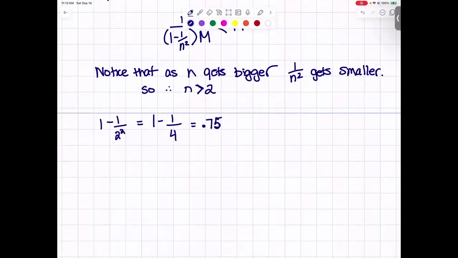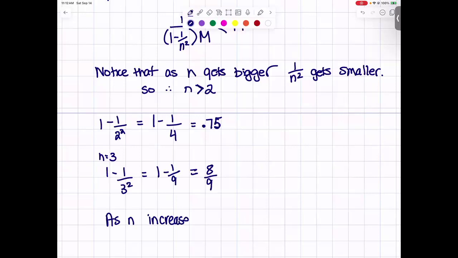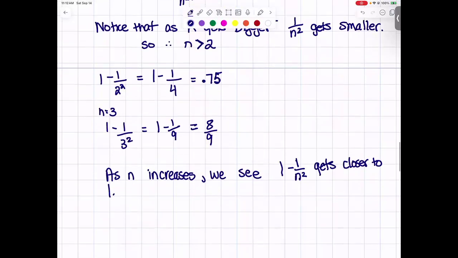What if instead we say something like n is 3? And we do 3 squared, 1 over 9. And then here we end up with, I don't know, whatever, 8/9 as well. Right? We'll see that as n increases, this gets closer to 1. That's great.